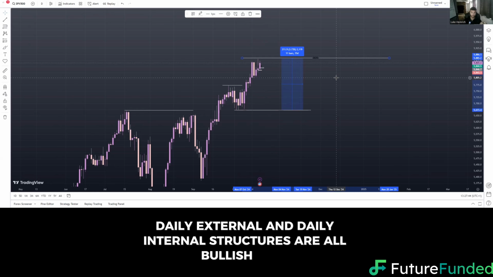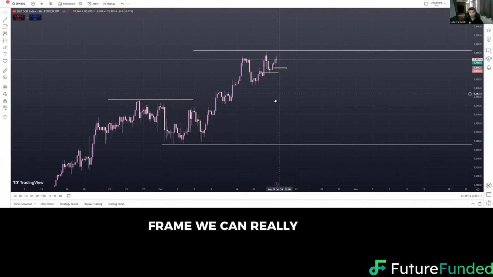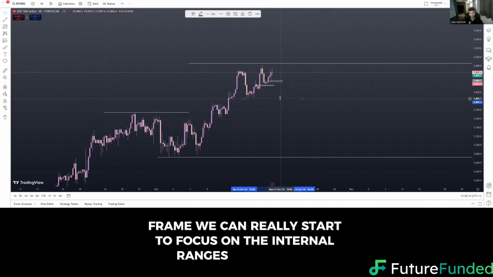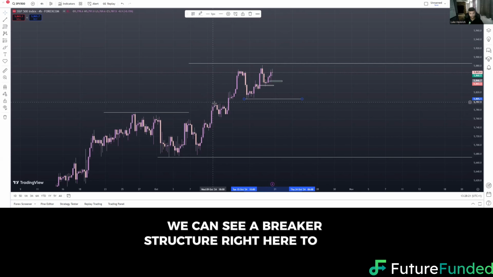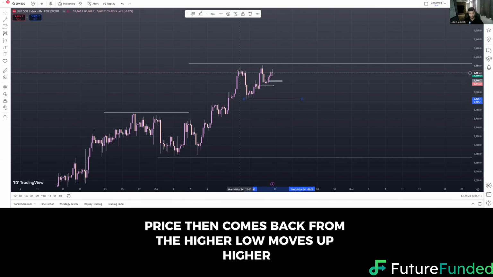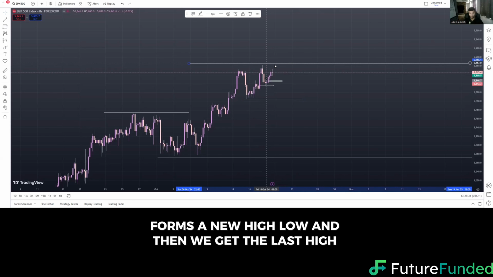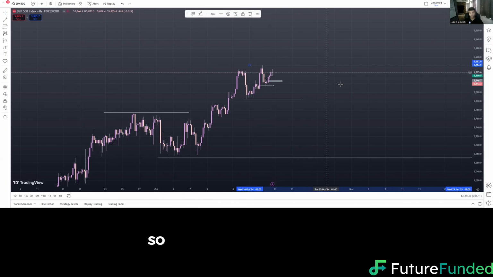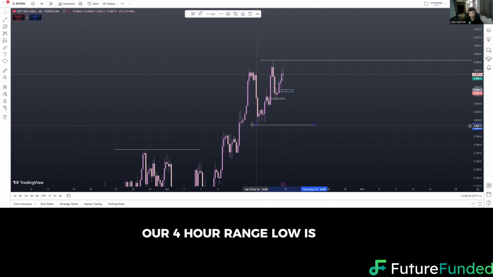All right. So now currently speaking, what we know is that our weekly internal, daily external and daily internal structures are all bullish. Okay, so going down now into the 4-hour time frame, we can really start to focus on the internal ranges that we see. All right, so for example, let's say on the 4-hour, we can see a break of structure right here to the upside. Price then comes back, forms a higher low, moves up higher, forms a new higher low, and then we get the last high right here.